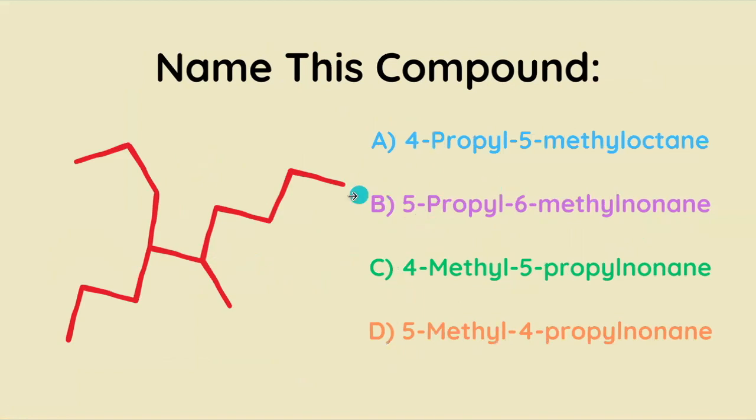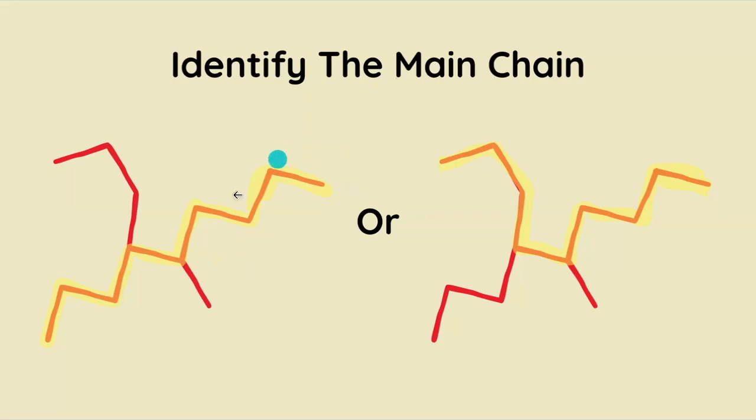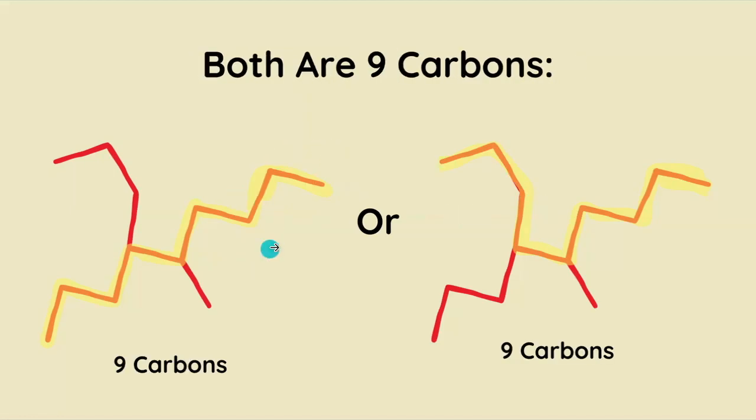With that, what about this compound? What's the correct IUPAC name? As before, let's take this one step at a time. There are really two ways that we could go about drawing this. Either way, we get 9 carbons.